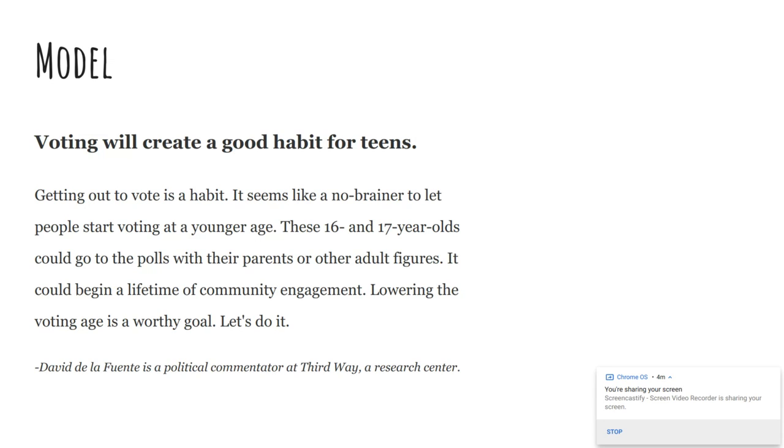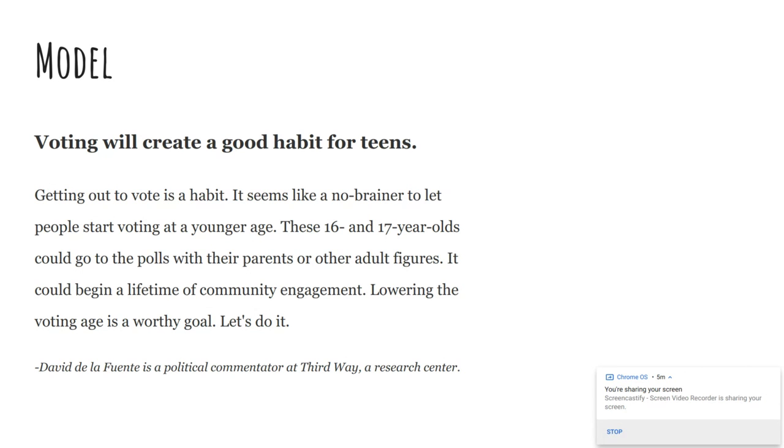Voting will create a good habit for teens. Getting out to vote is a habit. It seems like a no-brainer to let people start voting at a young age. These 16 and 17-year-olds could go to the polls with their parents or other adult figures. It could begin a lifetime of community engagement. Lowering the voting age is a worthy goal.